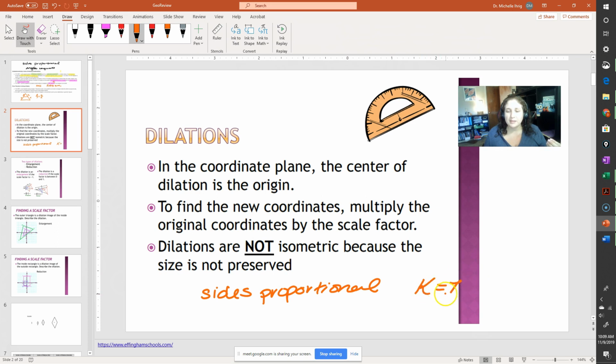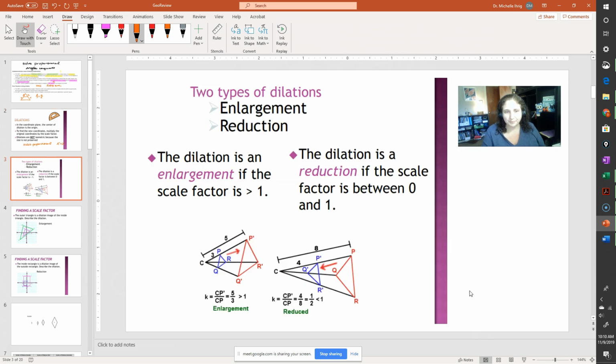Remember, K represents scale factor of 1, because any number times 1 is itself. So we started this unit off by doing a Kahoot, and in the Kahoot you were deciding, is it proportional? Is it an enlargement or is it a reduction? Enlargements are anything where the scale factor is greater than 1, and reductions are anything where the scale factor is less than 1.